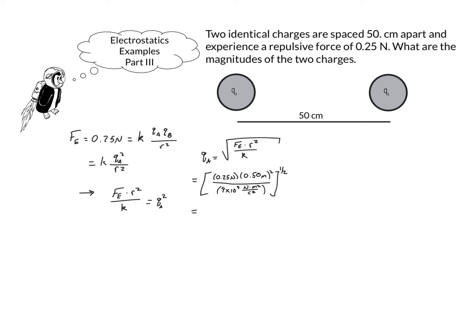Now if you're careful with your parentheses and order of operations, you should get a charge of 2.6 times 10 to the -6 coulombs for QA. Now we know that QB was equal to that, so QB is also 2.6 times 10 to the -6 coulombs.